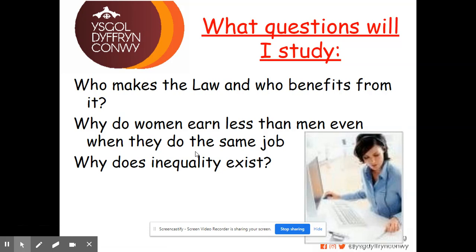What questions will I study? Mae yna llawer iawn o gwestiynau fyddwch chi'n astudio yn Cymdeithaseg. Who makes the law and who benefits from it? Why do women earn less than men even when they do the same job? Why does inequality exist?